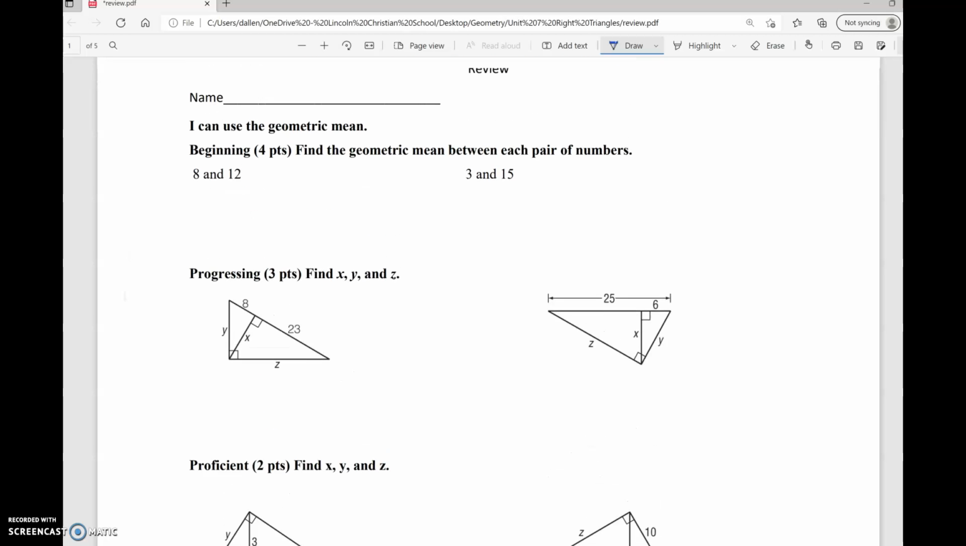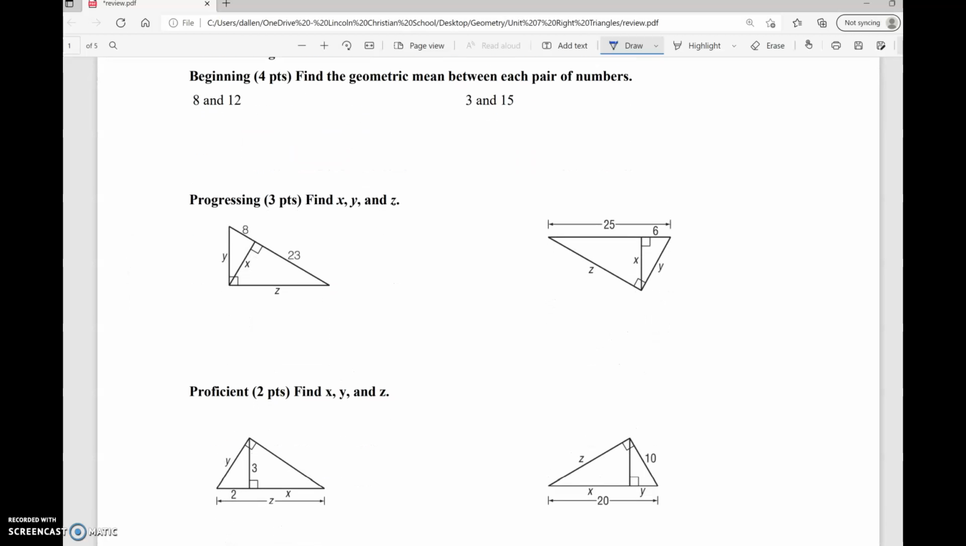Right, so the very first section that we will come on the test will be geometric mean. For the first beginning questions, you're just taking and multiplying 8 times 12. So the geometric mean is the square root of the two numbers that we're finding the geometric mean between, multiplied. So we do the square root of 8 times 12, and you can plug that into your calculator and you get 9.8. And we'll just go out one decimal place if it doesn't say.